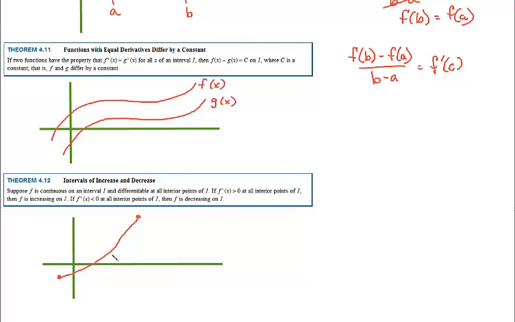I've drawn a picture here that satisfies an interval of increase. So if this is some a and then this is some b, if the derivative is always greater than 0, or the slope is always greater than 0, no matter where I pick, then that means it must be an increasing function. And likewise, if I look at the flip side of that coin, if the derivative or if the slope is always less than 0, or a negative slope, then it is a decreasing function.